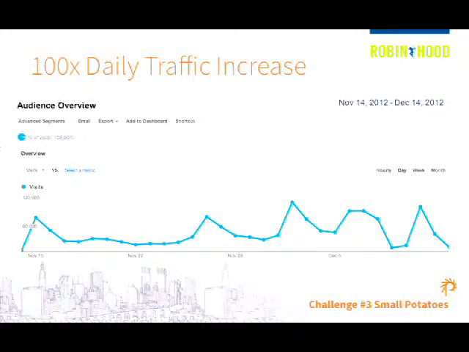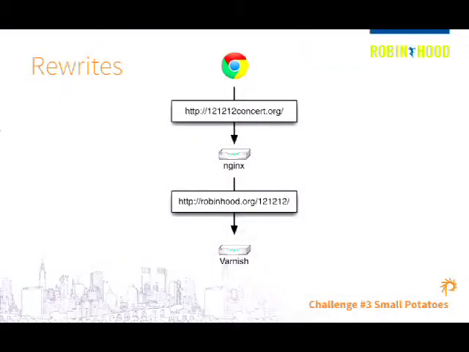Luckily, we have the proxy in place. So it was easy enough to just say, if a request comes in for 12-12-12concert.org, Nginx will rewrite that to a request for robinhood.org/12-12-12, and then go back and hit Varnish. Because we had this proxy layer up front, we could make a new site that responded to 12-12-12concert.org, but was really just that page off the Robinhood site. So that's another great thing about having that separate layer up front.